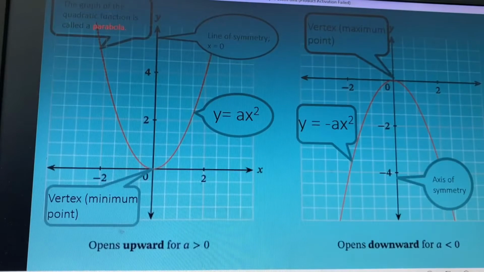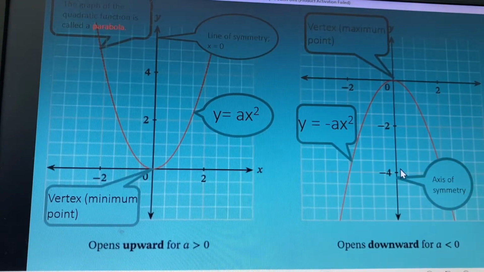So this is now the example. This video is about quadratic function. You will see the first graph here opens upward for a greater than 0. This is the parent function y equals ax squared. The line of symmetry is x equals 0. The vertex is (0, 0). This is the minimum point. The graph of the quadratic function is called a parabola.